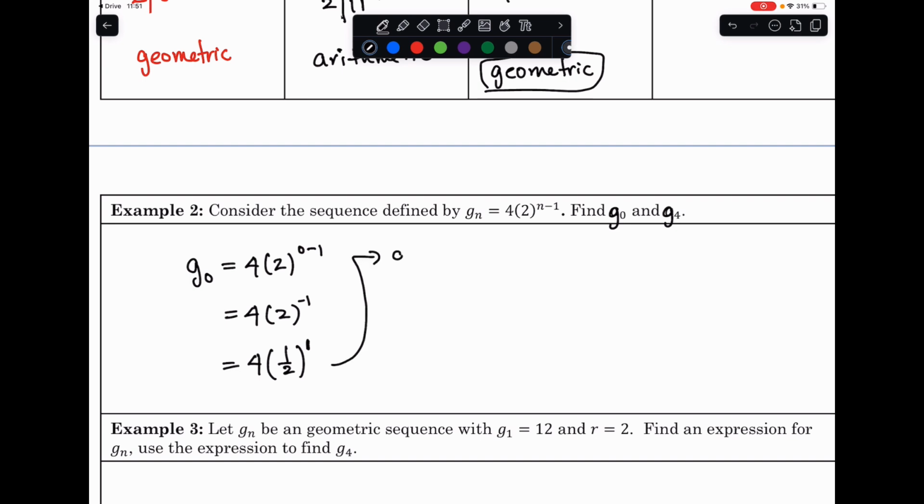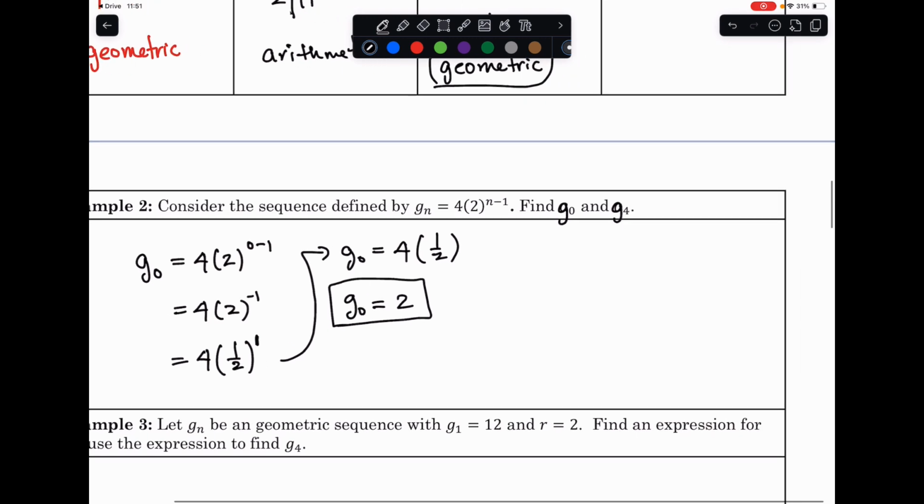So that means that g of 0 will equal 4 times 1/2. Having only one factor of 1/2 is 1/2, and 4 times 1/2 equals 2. So g of 0 equals 2.